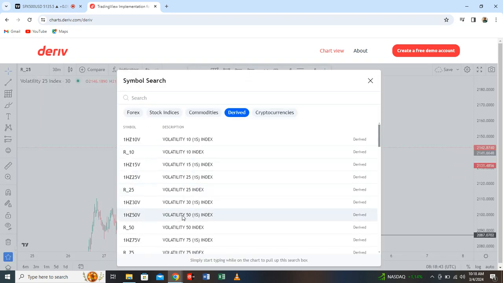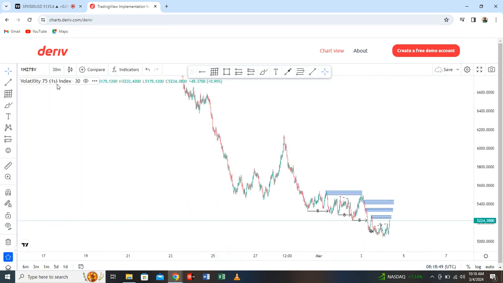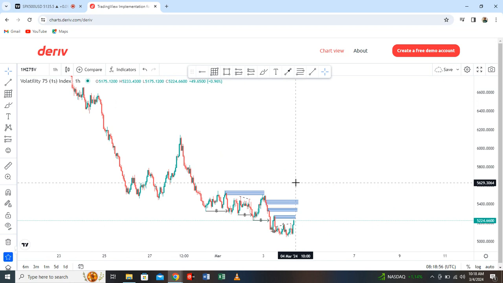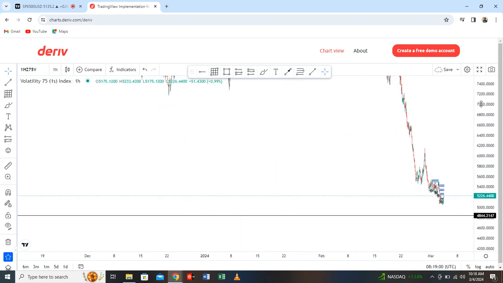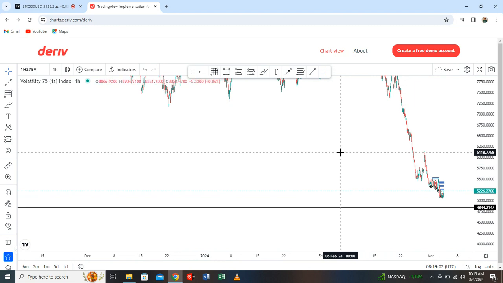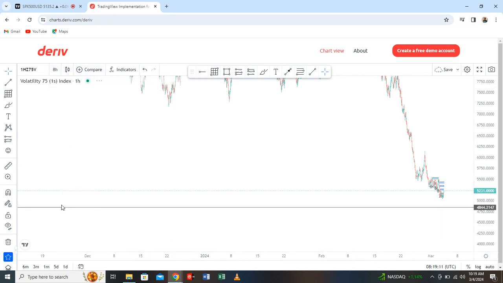So the next pair I'm going to focus on is Volatility 75 (1s), the weakest one, guys. This is the weakest one. You need to up your trading volume, your lot size, when you're trading Volatility 75 (1s). You might get a nice position only to find out that you didn't make anything out of it because of the pair. It's very weak, guys.